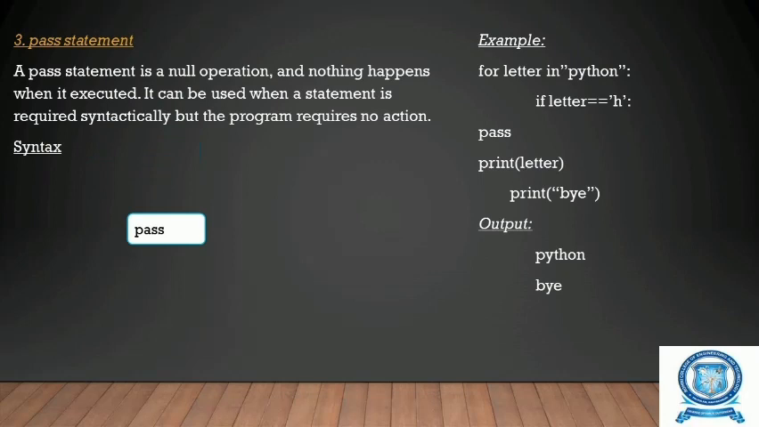Then we are moving to the pass statement. A pass statement is a null operation and nothing happens when it is executed. It can be used when a statement is required syntactically, but the program requires no action. The syntax is just pass. In the same example, we introduce pass instead of break and continue. The string Python will be entered as such because it does not do any action there. When a statement is syntactically required, we give this pass statement.